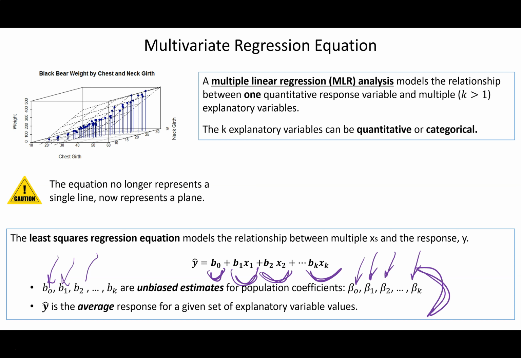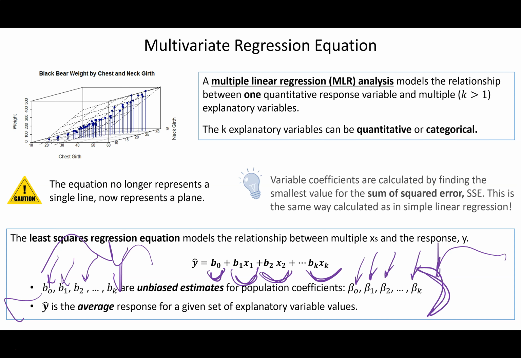B0, B1, B2, all the way through BK, they're unbiased estimates. So if we were to collect all population data for all individuals in this population and find a population line, and if we were to simply take a random sample, or representative sample from this population, the estimates we get from that sample are unbiased for what that population line would be. And then y hat, it is very important to include the hat. It's the average response given some specific set of explanatory variable values.